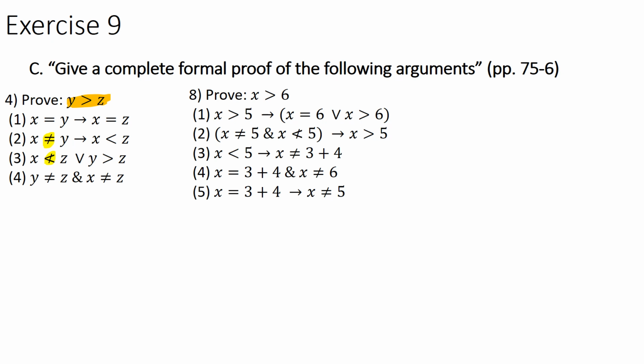The first thing I like to do is to ask myself, is there any premise that declares categorically something to be the case? For example, is there an atomic sentence there, or is there a conjunction? And obviously we do have a conjunction, premise 4. So we have this and statement. We're told that y does not equal z, and that x does not equal z. Then the question is, does one of those expressions appear elsewhere?